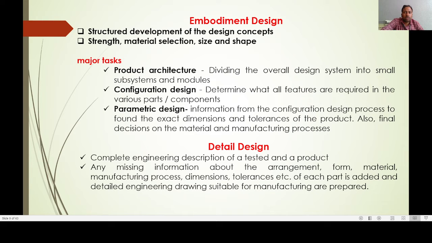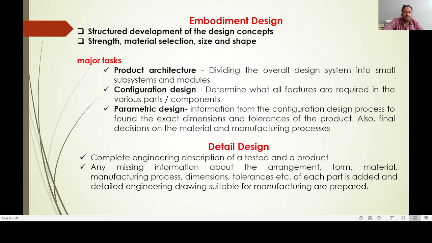Next is configuration design. Configuration design describes the features required in various parts or components. What are all the features to be included in the component is confirmed by configuration design. Next is parametric design. Parametric design takes the detail from the configuration design process to find the exact dimensions and tolerance of the product. Parametric design is used to find out the exact dimensions and tolerance of the product.